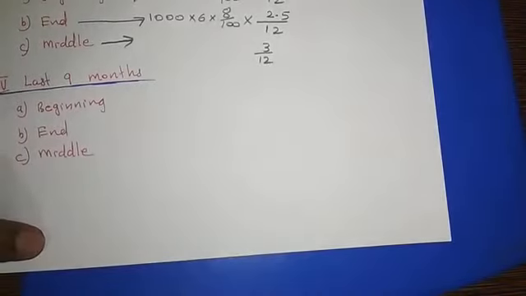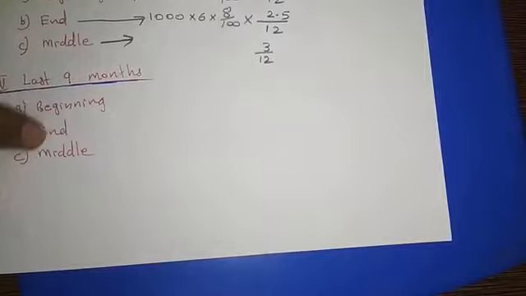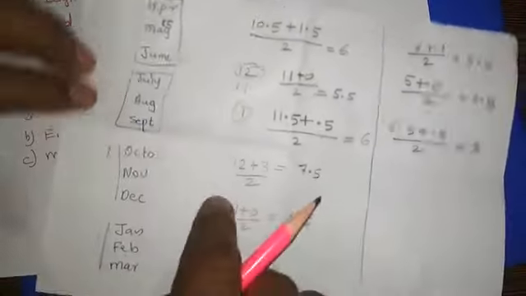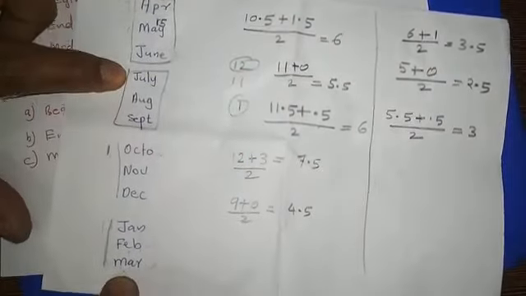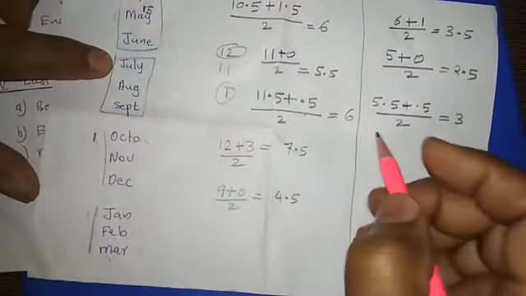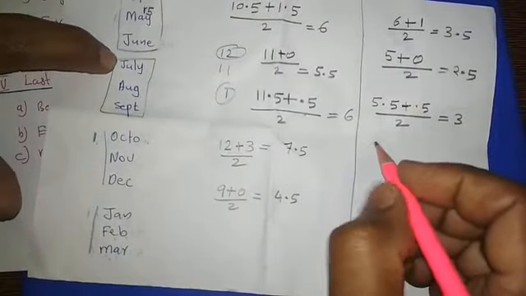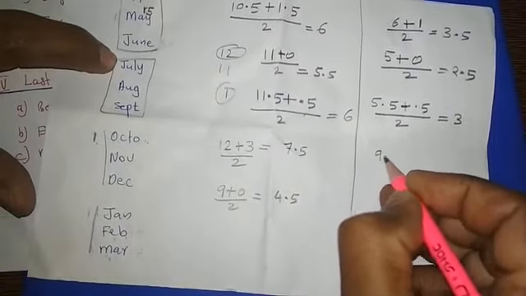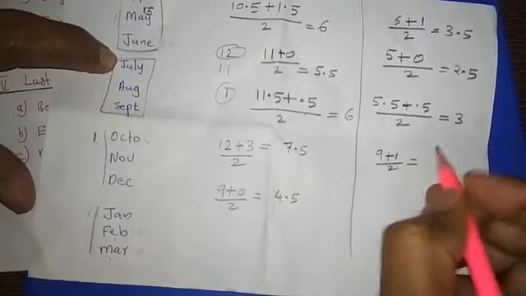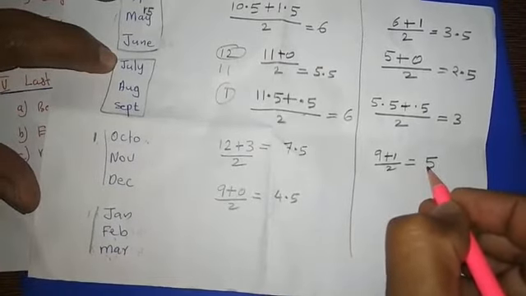Now in the last 9 months also, here also beginning, end, middle, these cases are there. So last 9 months means we are taking July onwards. Okay, July onwards. And if the drawing is made at the beginning of every month, then here this will be 9 months remaining plus 1 divided by 2. Then this will be 5 is coming.